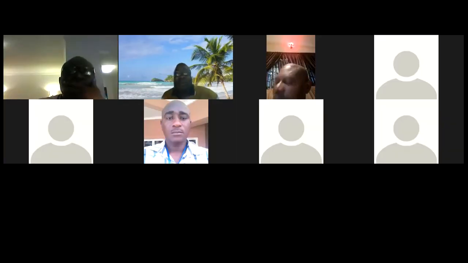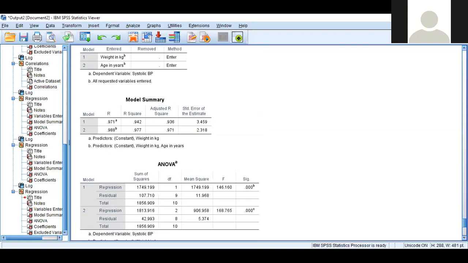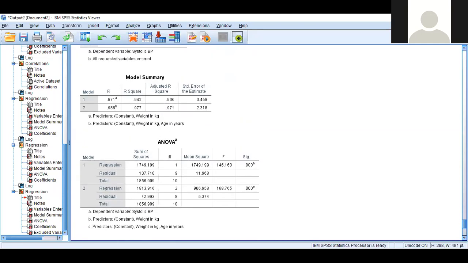What's our R square here? Let me scroll. Can you see it? The R square is 97.7. For age alone it is 94.2, and for weight alone it is 97.1. But for both of them together, it is 97.7.